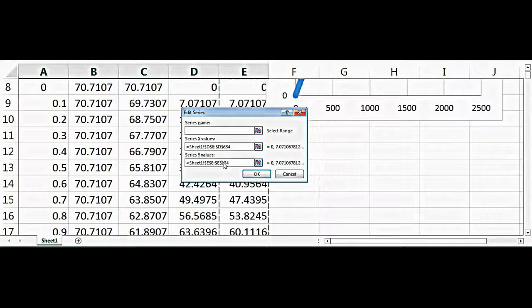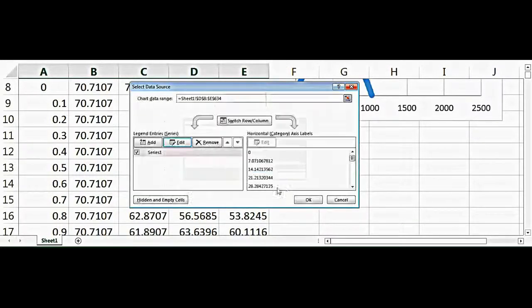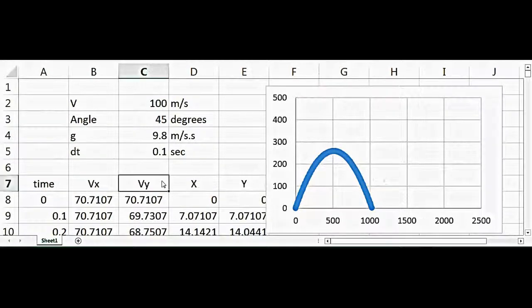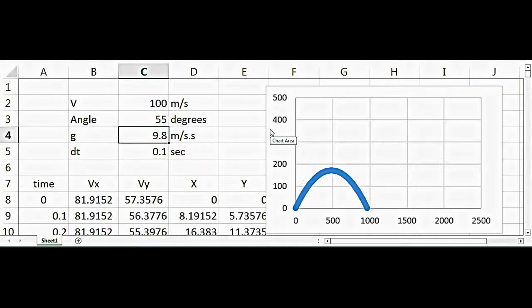So now we can look at this again. As you can see, when I have 45 degrees, it goes to around 1000, or 1039. And if I change it to 55, then instead of going to 1059, it goes to 982. As you remember, when you learn the trajectory of a ball, the ball goes to the maximum distance when the angle you throw at is 45 degrees.